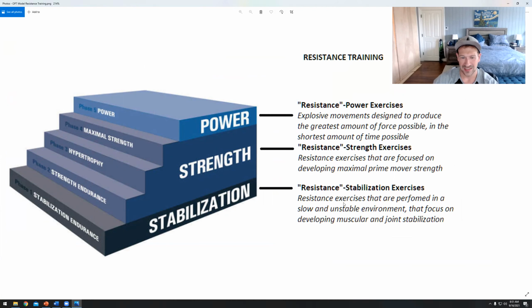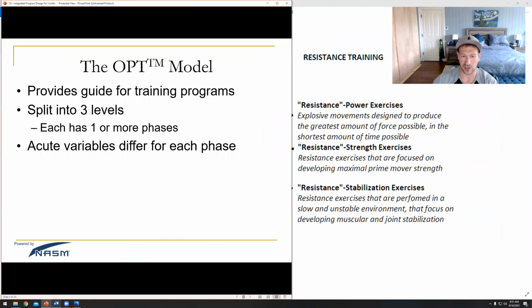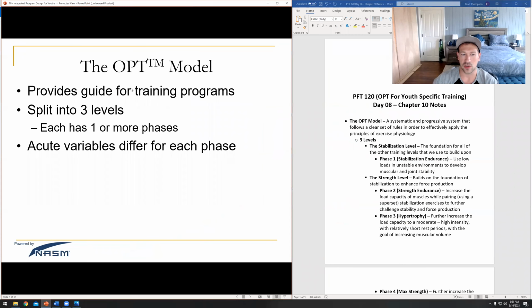It's driving me nuts. So we can see the stabilization level is going to be our foundation for everything. That's where we're going to start our clients. It's all about learning how to move. And then the strength level is all about how to move for greater amounts of force, thus strength. And then power is all about rate of force production. So those are our 3 main levels.